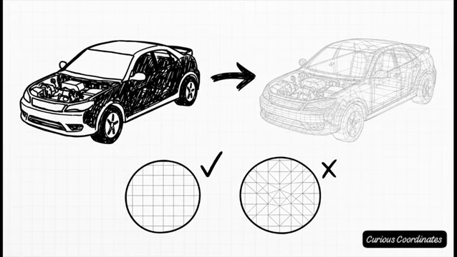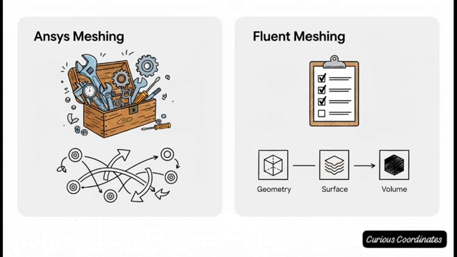Think of it like a high-tech digital sculpture. And let me tell you, the quality of this mesh is absolutely critical. It can literally make or break the whole thing. But right out of the gate, it's not that simple. Let's say you're simulating how air flows over a car. That's a field called computational fluid dynamics, or CFD. Well, engineers have to pick the right tool for the job. Two of the big ones are ANSYS meshing and Fluent meshing, and they have two totally different ways of thinking.